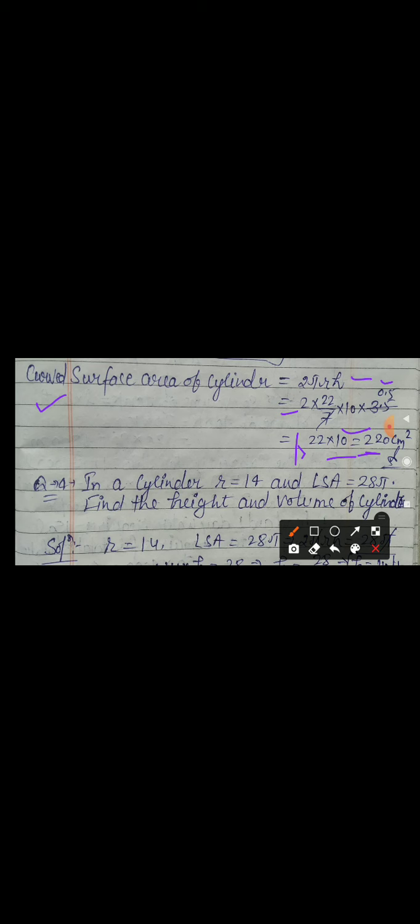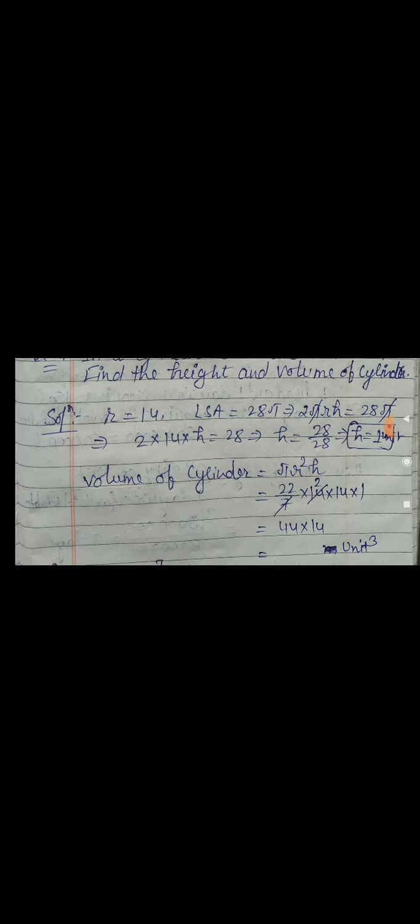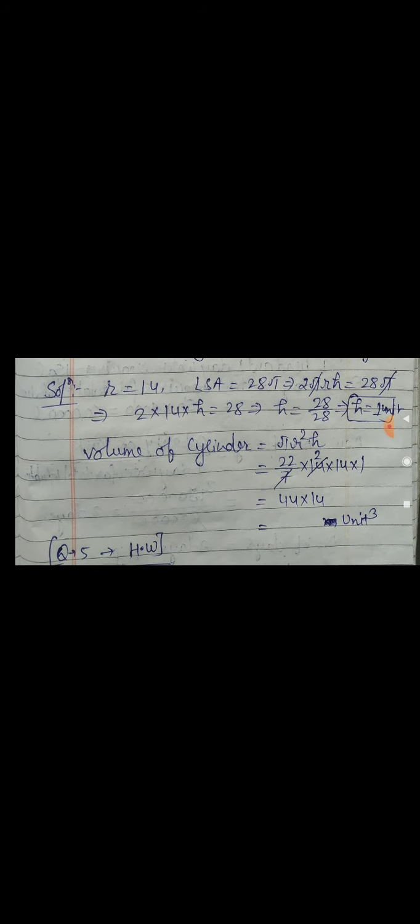Next question on your screen, it is quite easy and simple. You see here, in the cylinder the radius is 14 and LSA means curved surface area. So LSA is 28 pi, and you have to find the height and the volume of the cylinder. How to find the height and volume of a cylinder? You very well know. First of all, with the help of these things you write all the dimensions, and then you solve.